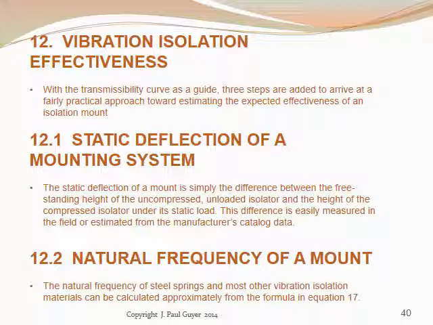For example, a stiffness of 400 pounds per inch means that a 400-pound load will produce a 1-inch static deflection, or that an 800-pound load will produce a 2-inch deflection, assuming that the mount has freedom to deflect a full 2 inches. The natural frequency of steel springs and most other vibration isolation materials can be calculated approximately from the formula in equation 17.